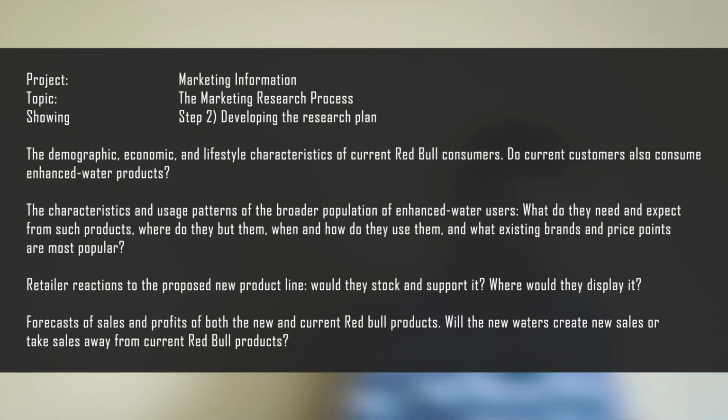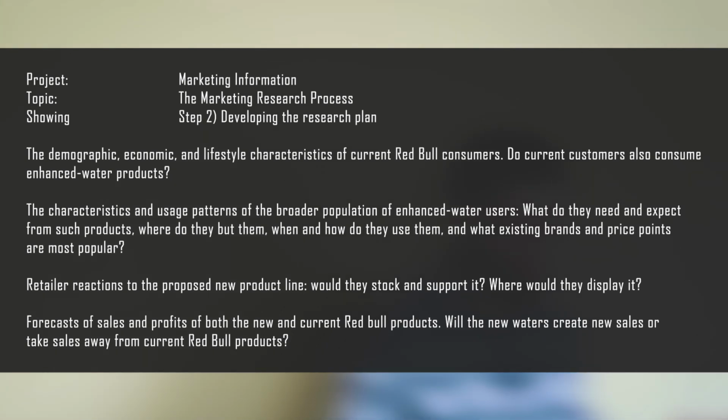Let's just suppose that Red Bull, the energy company you know about, would like to come out on the market with a new product that would be a vitamin-enhanced water that they would sell under the brand name Red Bull. For this kind of objective, the company would need the following specific information: the demographic, economic, and lifestyle characteristics of current Red Bull consumers.